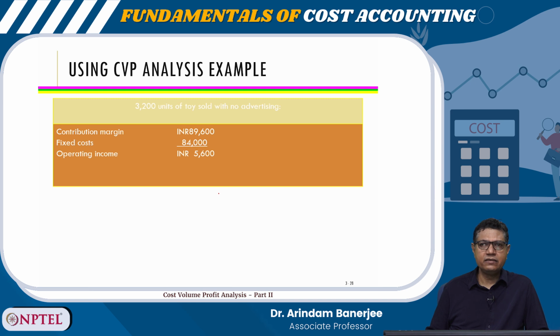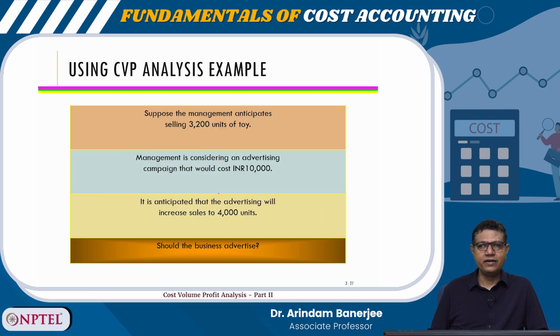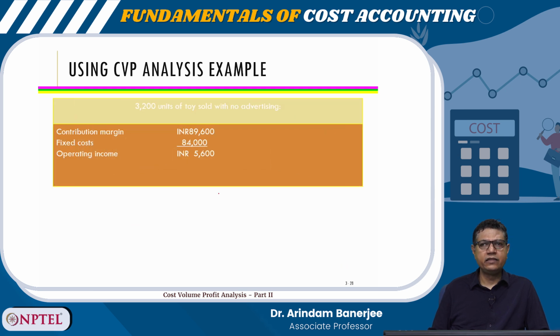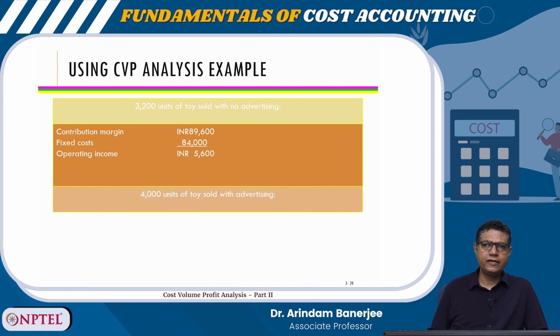Okay? I can calculate it like this. 3,200 units of toys are sold with no advertisement. If I don't do any advertisement, then I can sell 3,200 units, right? It is given here in the problem. So what is the contribution I am going to get? That is 89,600 contribution minus fixed cost of 84,000. So I am making an operating income of say 5,600, right.